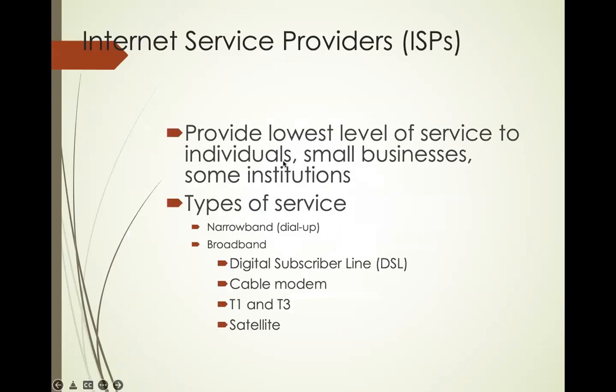The next key term that drives the internet and e-commerce is the internet service providers, or ISPs. The ISP provides the lowest level of service to individuals, small businesses, and some institutions. The type of service that ISPs normally provide is narrowband, like dial-up. Right now we rarely see dial-up in many countries around the world, but we still have it anyway. The next one is broadband. For broadband, we have digital subscriber line or DSL, cable modem, T1 and T3, and satellite for the services that ISPs provide for the public.